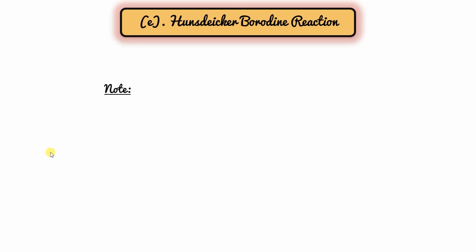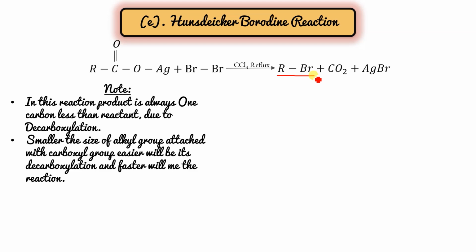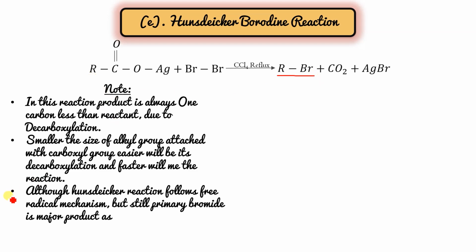Next, if you see the Hunsdiecker reaction. The Hunsdiecker reaction is when the silver salt of a fatty acid reacts with bromine in presence of CCl4 under reflux. It will give you RBr. This is never asked in your board exam, and it is not even asked in JEE Mains and Advanced, but one point of this is asked, and that point is this. The question will be asked: the Hunsdiecker-Borodin reaction follows which mechanism? First question. So you have to know this.